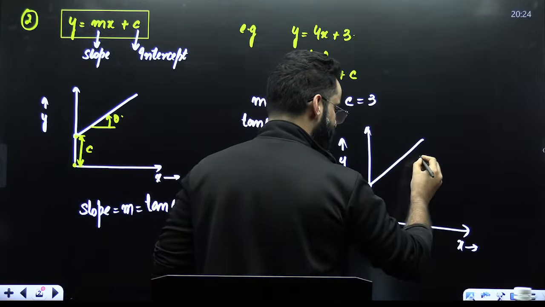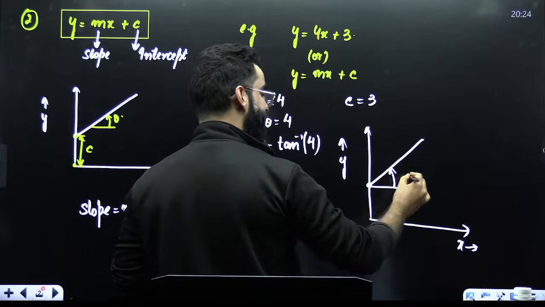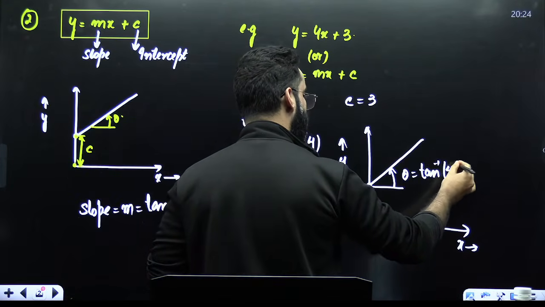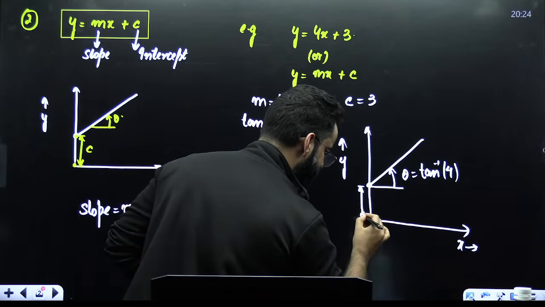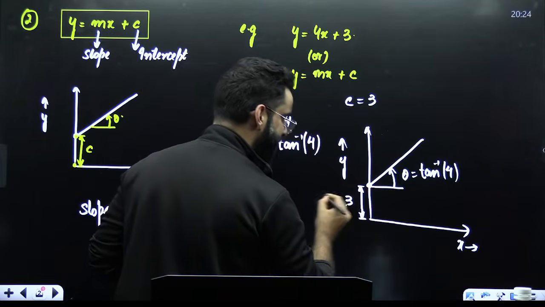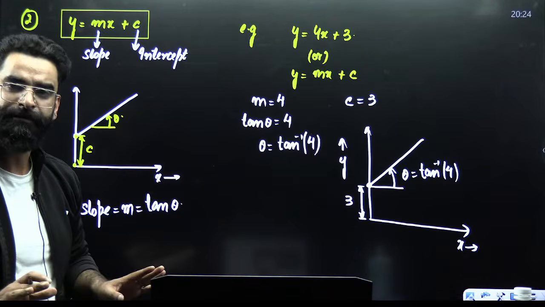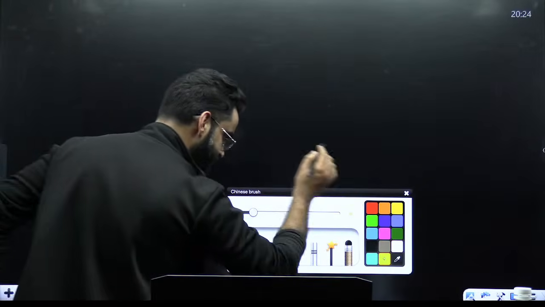Now, if I ask you what about the theta angle? The theta angle you have already calculated. Theta here will be tan inverse of 4. The distance from here to here is what you call intercept. Intercept means the value of c, and c value is nothing but 3 here. Perfect. Pretty much simple. This was my second graph, which all of you want to know.